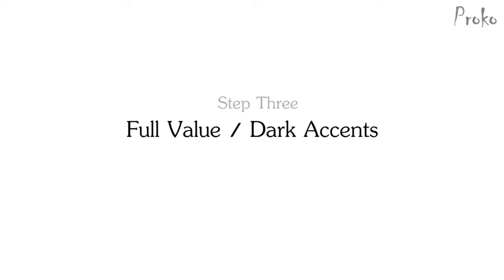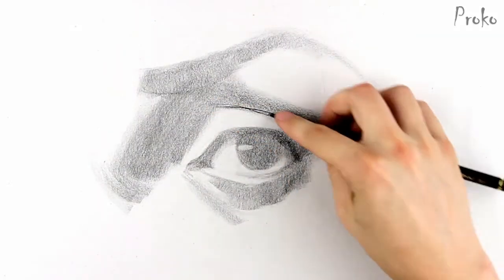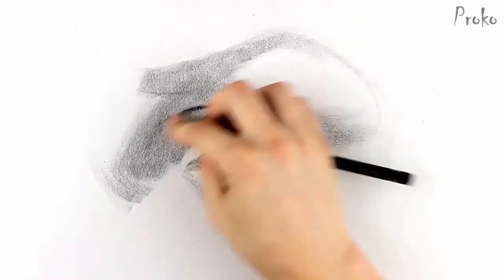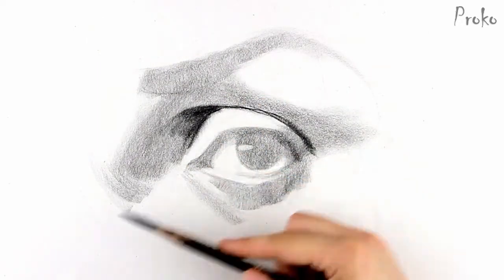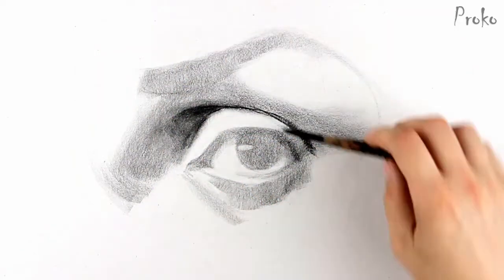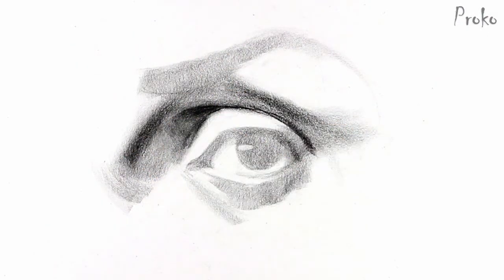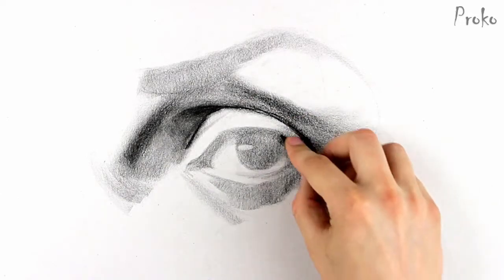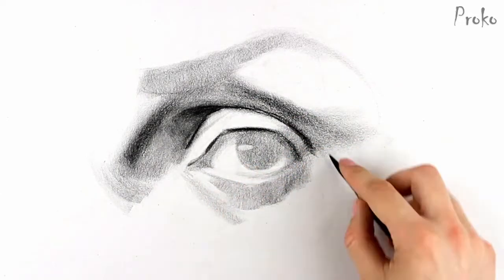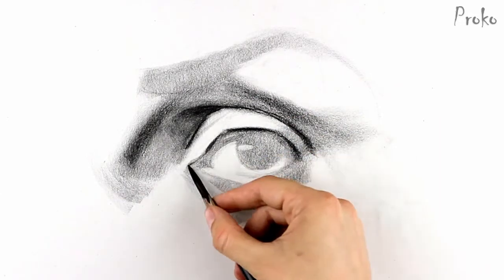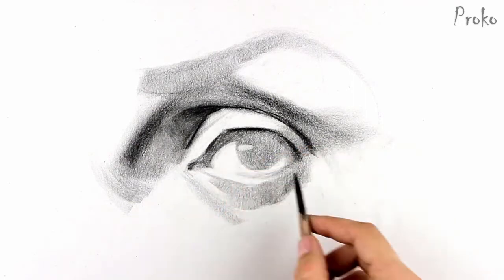Number 3. Now I'll put in the darkest areas of the drawing. I do this to establish my value range, meaning I have the darkest and lightest values in my drawing. You'll typically find the dark accents in core shadows, deep creases like on the top lid, and areas that have a darker local value, like the hair of the eyebrow.